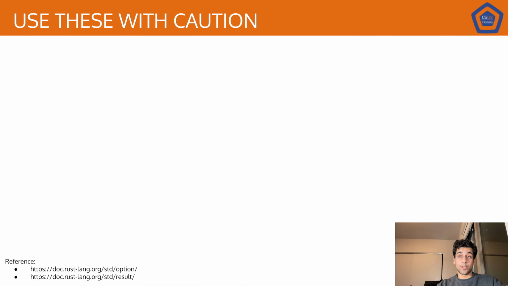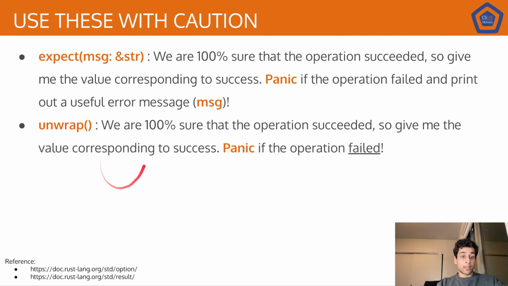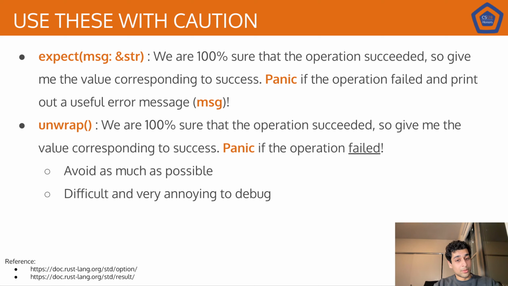Okay, use these with caution. So expect and unwrap will crash your program if they are called on a none or an error type. Expect will print out a message that you pass in. If the code panics, unwrap will simply just panic and print out the line number where it happened. Please use these with caution. Please try to avoid them if you can. They're difficult and very annoying to debug, so you will make your life easier if you use match statements on options and results.